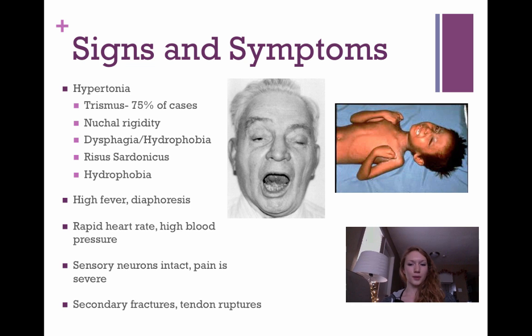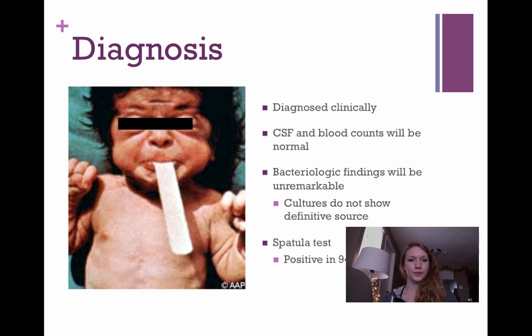Some secondary complications can include fractures or tendon ruptures from all of these violent contractions. The diagnosis of tetanus is really just clinical. Any cerebral spinal fluid or blood counts will be unremarkable, and bacteriological findings won't tell you much because tetanus is so common in the environment. A patient that doesn't have a tetanus infection may still show tetanus bacteria.